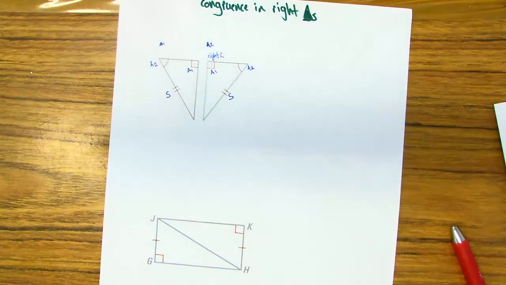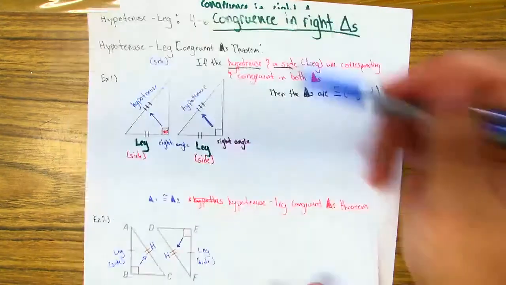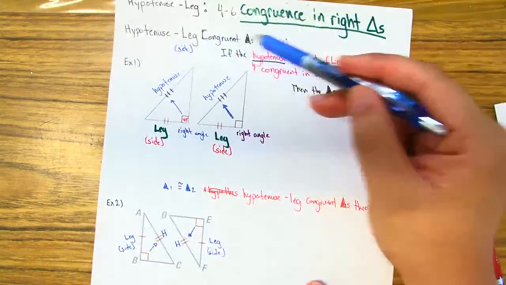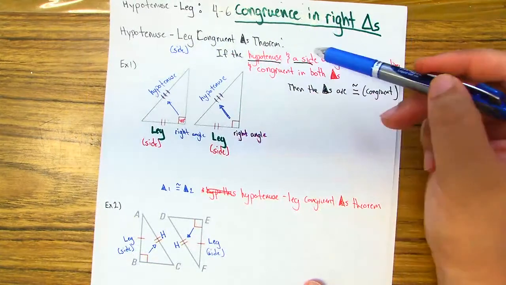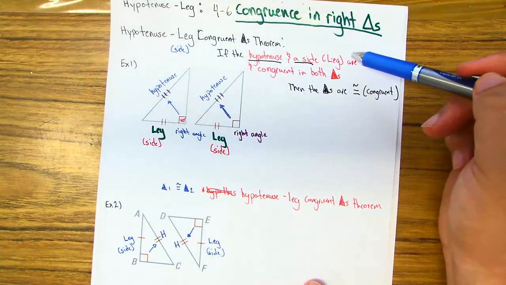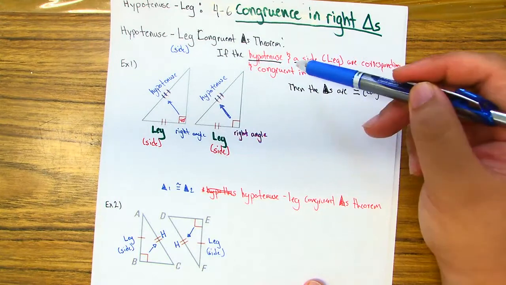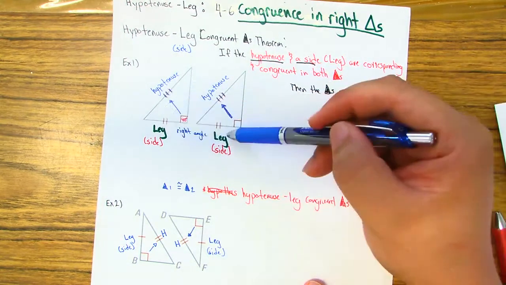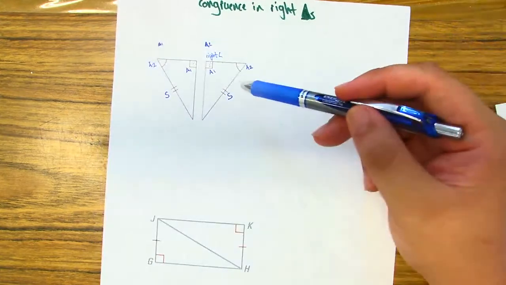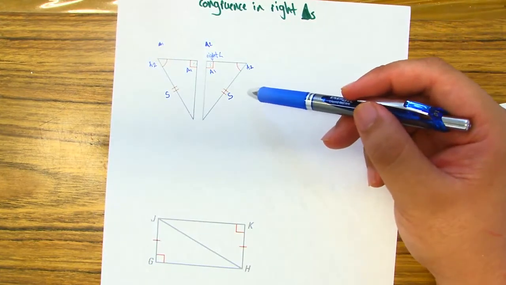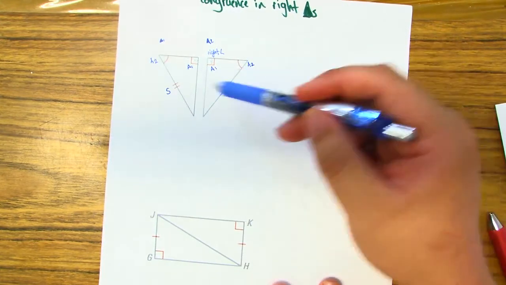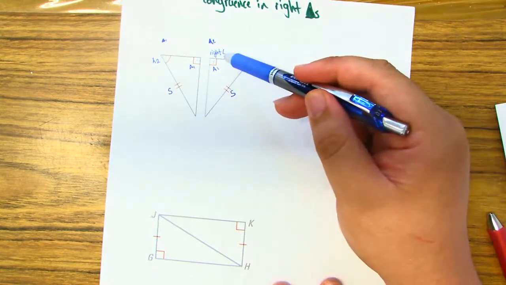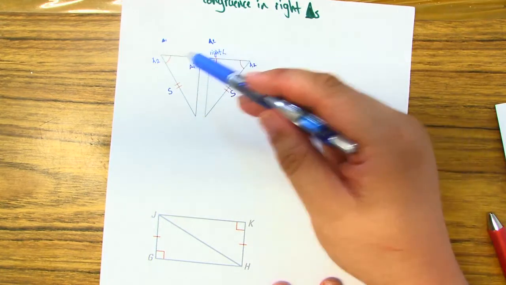But again, the hypotenuse leg congruent triangle theorem needs a hypotenuse and another side, also known as a leg, corresponding and congruent in both triangles. Okay, you need a hypotenuse and you need a leg with congruence. Looking at this diagram here, do you have a leg or a side that will also be congruent to the hypotenuse? Here, the short leg, they're not congruent.